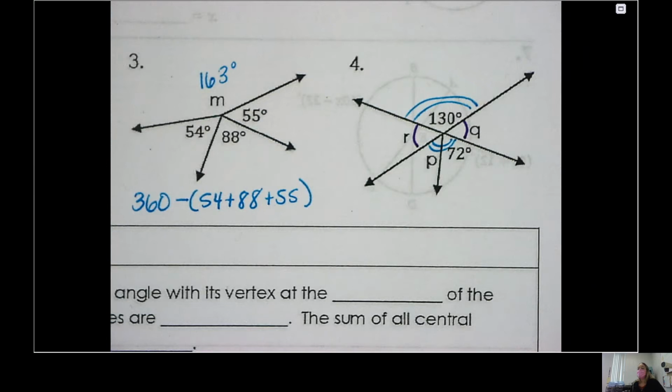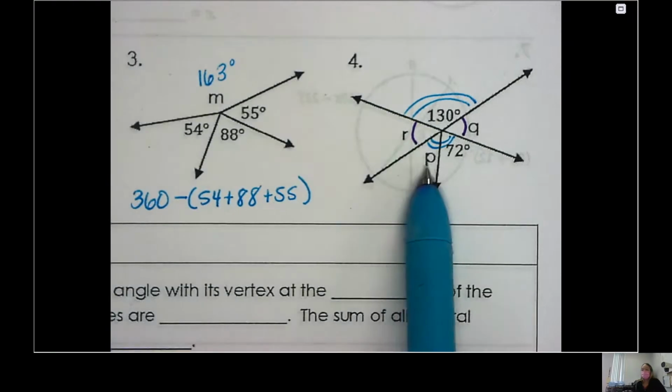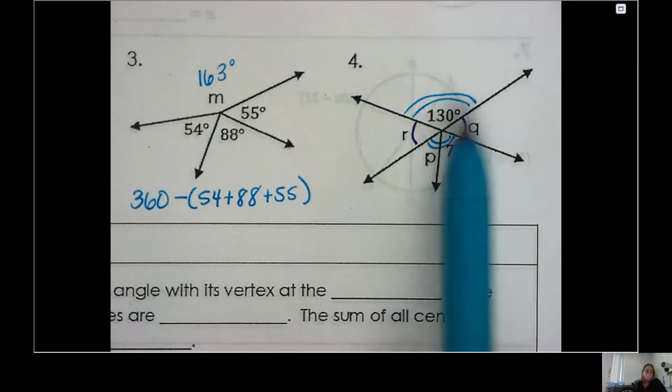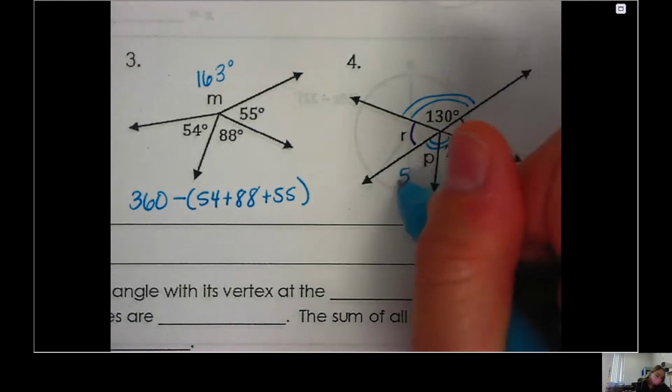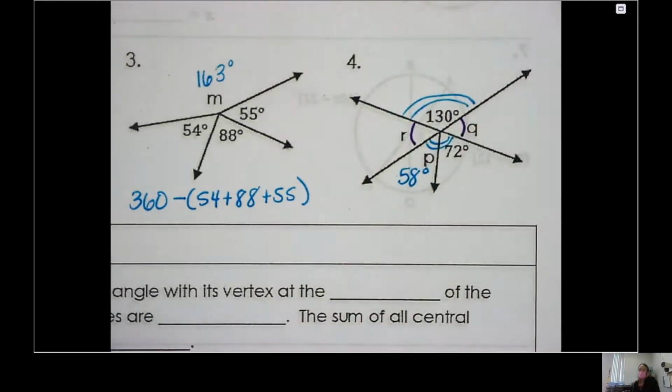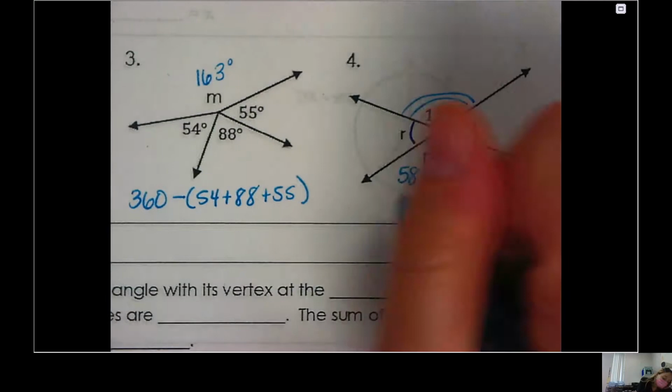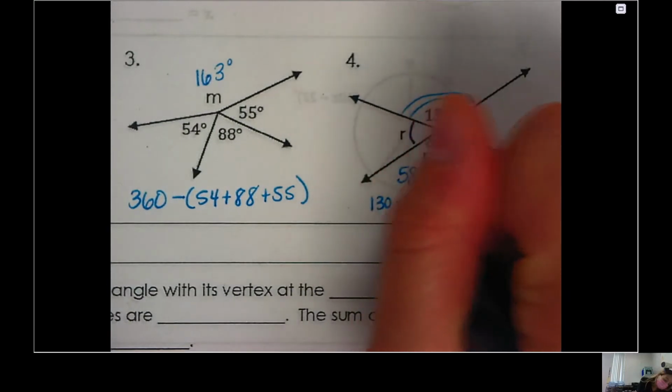So which one can you figure out from that? Yeah, either one of them. I think probably an easy one to start with is angle P, because if you do 130 minus 72, you should get what this angle P is. So you get 58. Good. That's that angle. So we did 130 minus 72 for that one.